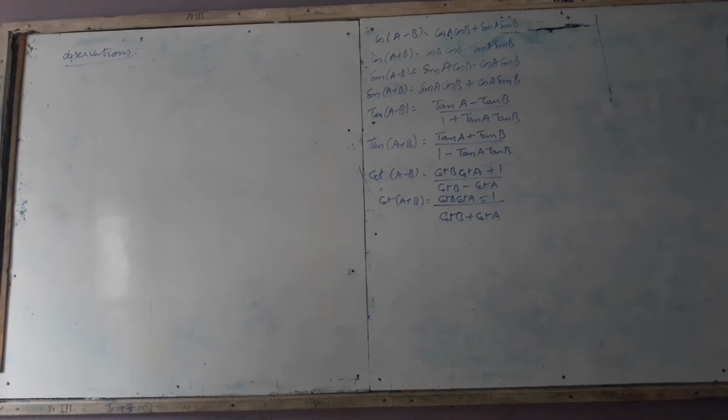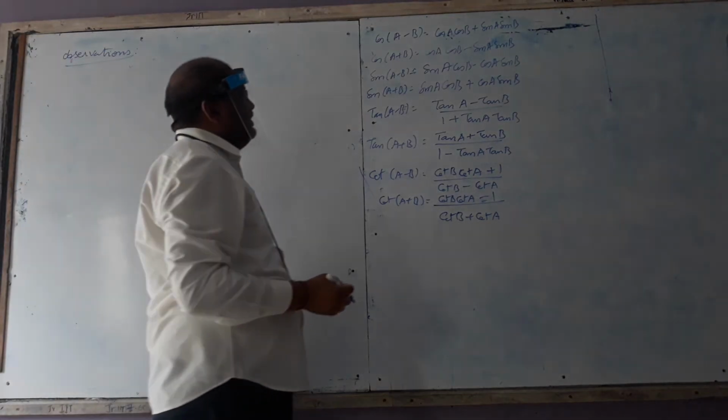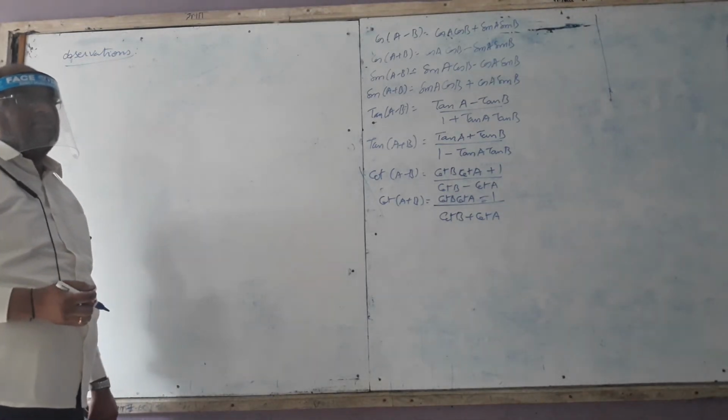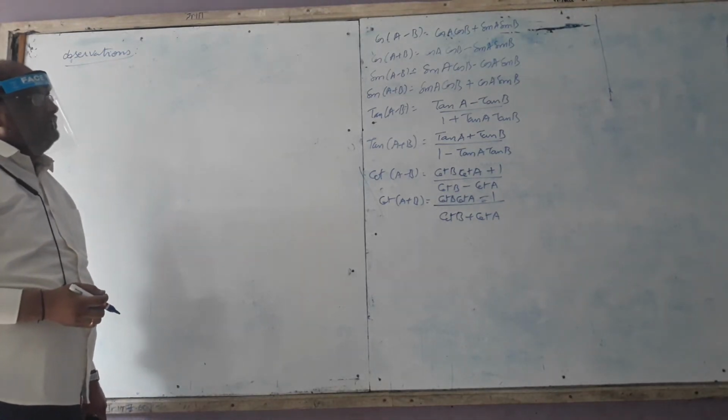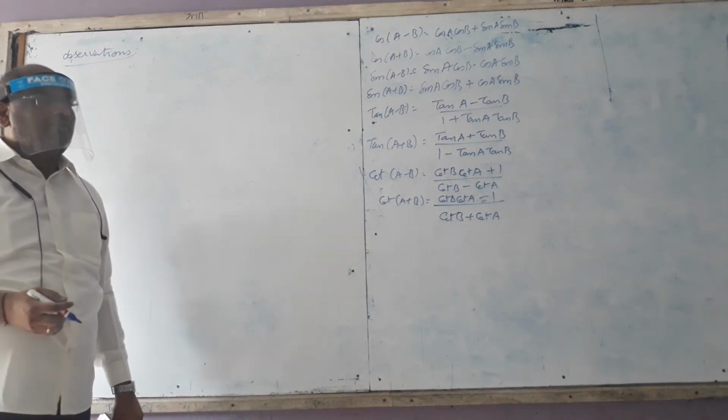Observations. Eight observations. Cos of A minus B, cos of A plus B. Observe very closely. What is the difference? For one there is minus plus, for the other there is plus minus. That's all. Very good.